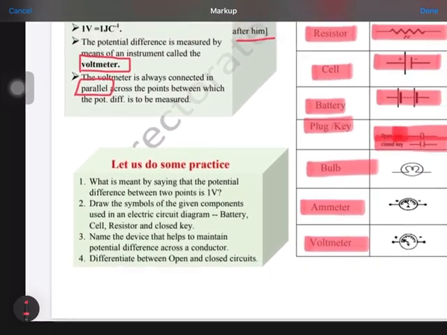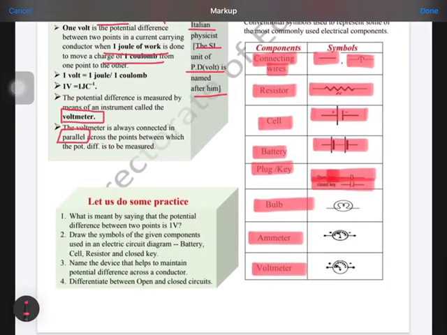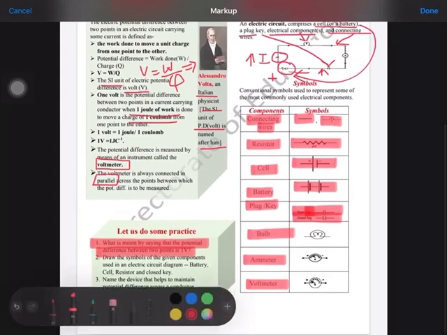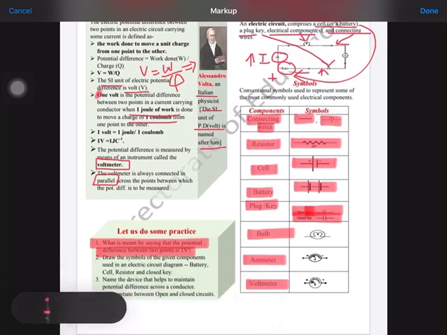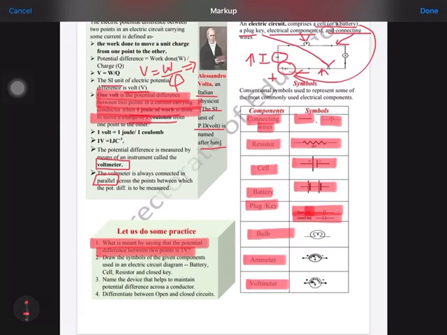Now we'll discuss the question answers. What is meant by saying that potential difference between 2 points is 1 volt? This is directly from the definition: 1 volt is the potential difference between 2 points in a current carrying conductor when 1 joule of work is done to move a charge of 1 coulomb from one point to the other. Also write this formula: 1 volt equals 1 joule upon 1 coulomb.